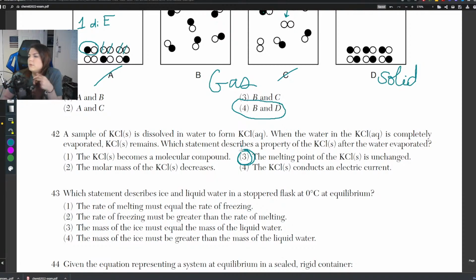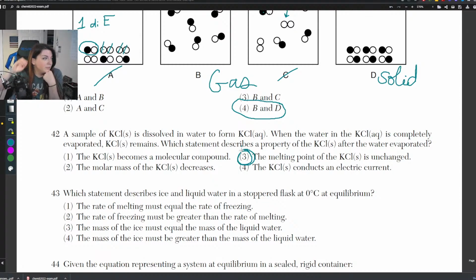KCl does not just become a molecular compound by being dissolved in water and then not being dissolved in water. A molecular compound is a compound that has covalent bonds. So no bonds were broken and no bonds were formed here. So no, it's not a molecular compound. Then next, the molar mass of KCl decreases. It started out as KCl and then it became aqueous KCl and then it was KCl again. K and Cl is equal to K and Cl.